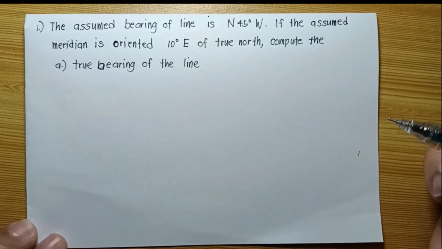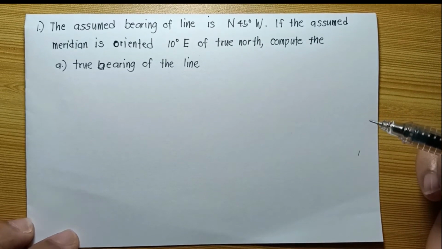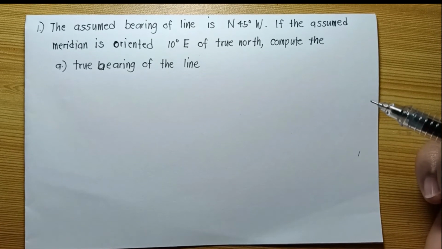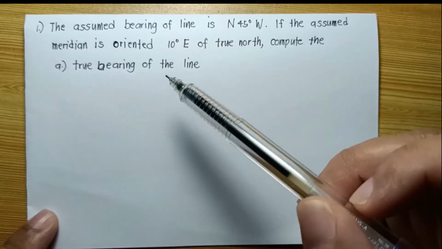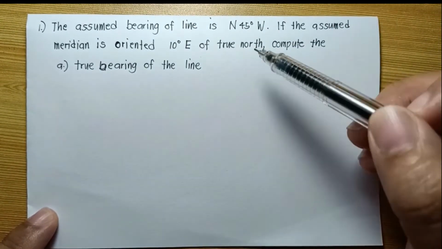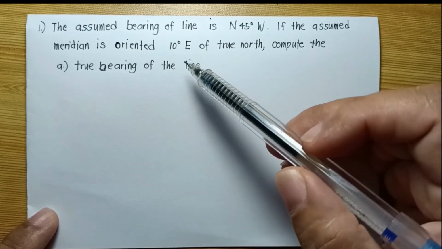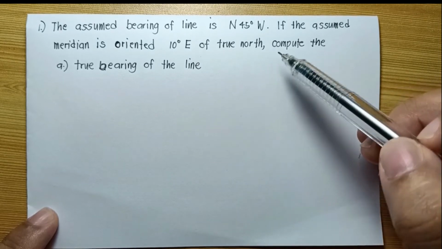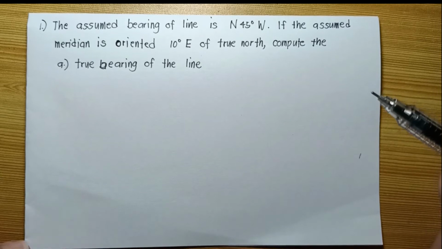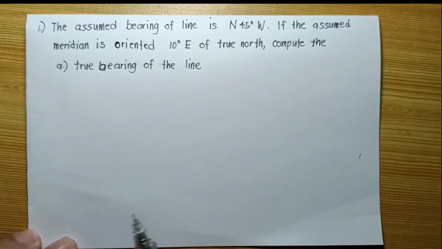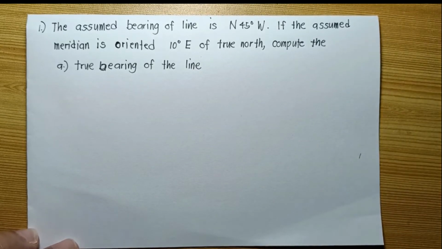Our previous lessons discussed the different types of meridian. Here, we will be solving problems that involve those meridians. For number 1, we have the assumed bearing of a line is north 45 degrees west. If the assumed meridian is oriented at 10 degrees east of the true north, compute the true bearing of the line.